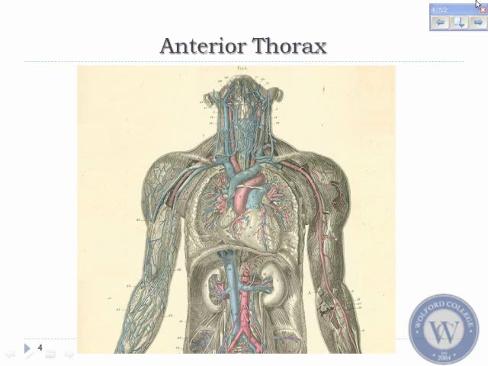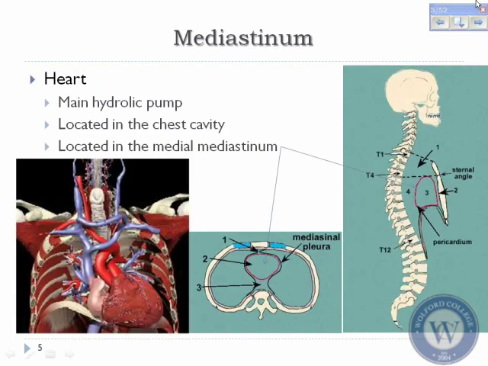The mediastinum is actually a very important structure that separates out the chest into different compartments. There's essentially four essential compartments. There's the superior, anterior, middle, and posterior compartment, of which the heart is in the middle compartment.